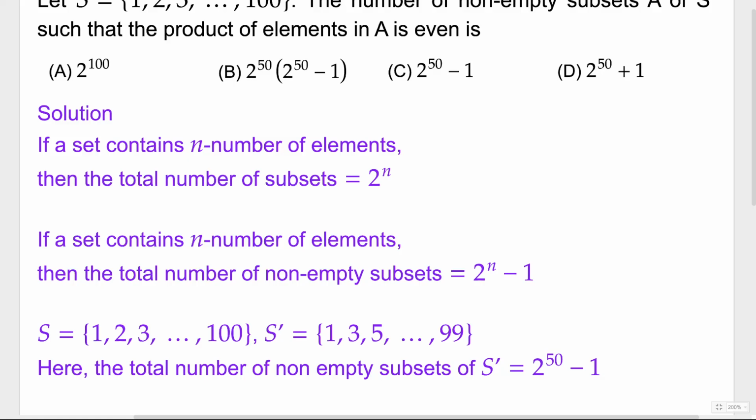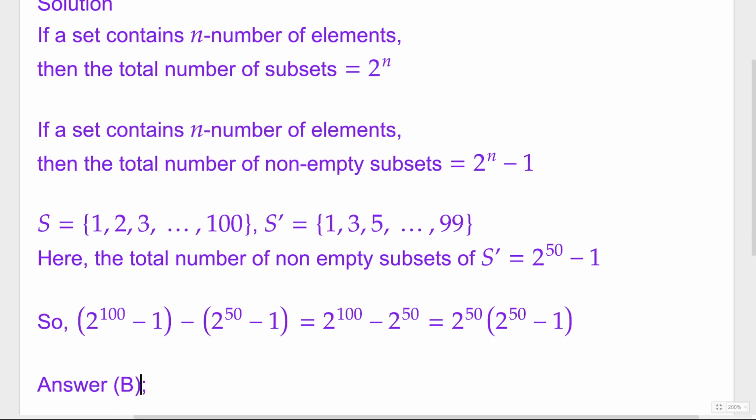So this is the correct option, right? So I hope the approach and the explanation is clear to everyone.